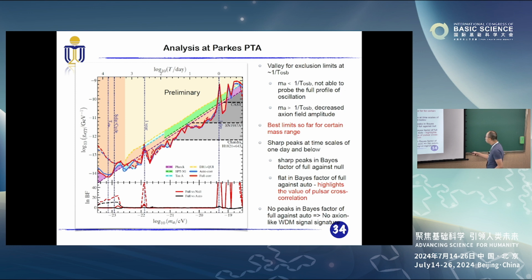And this discussion also highlights the value of the pulsar correlation in recognizing the nature of the data. So overall, no peaks in the Bayes factors of the full against the auto have been discovered. This means that no axion-like wave dark matter signal signature has been observed from this set of data.